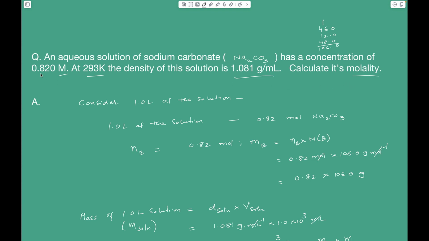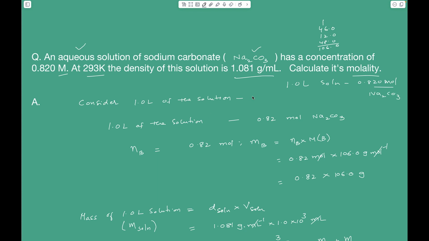Now, what do we mean by this molarity? If you take 1 liter of the solution, then it contains 0.820 moles of solute. Here what is the solute? Sodium carbonate. Sodium carbonate is the substance that is dispersed or dissolved in the solvent, and the solvent here is water because it is an aqueous solution. So in 1 liter of the solution we have so many moles of sodium carbonate.